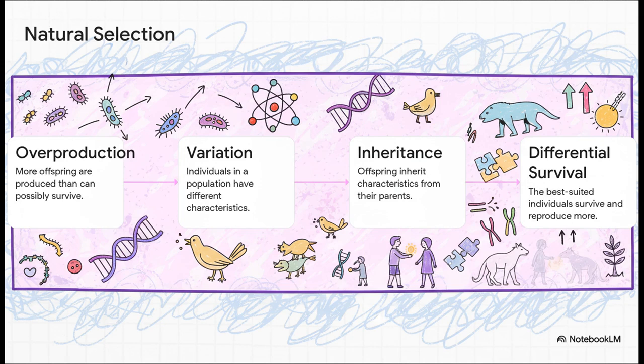1, overproduction. Way more babies are born than can possibly survive. 2, variation. Everybody's a little bit different. 3, inheritance. Those differences can be passed down from parent to child. And finally, 4, differential survival. The individuals with the traits that give them an edge in their environment are more likely to survive, have kids, and pass on those winning traits. It is that simple and that powerful.